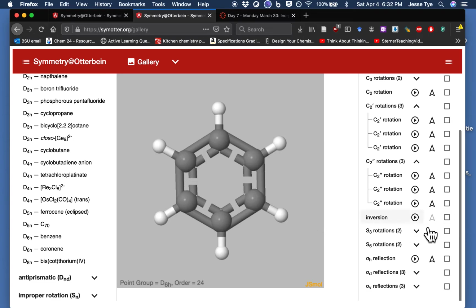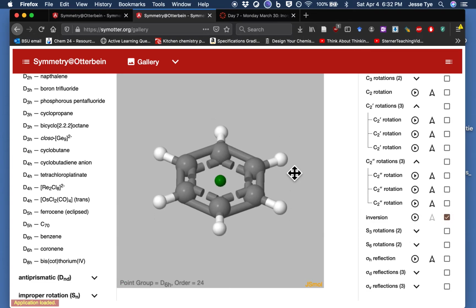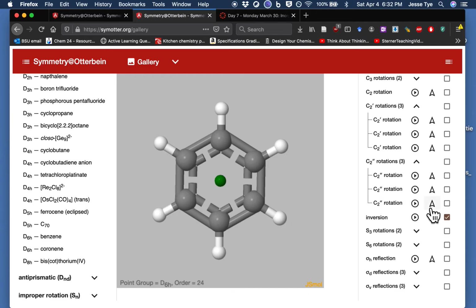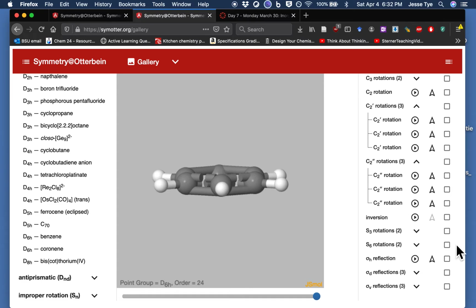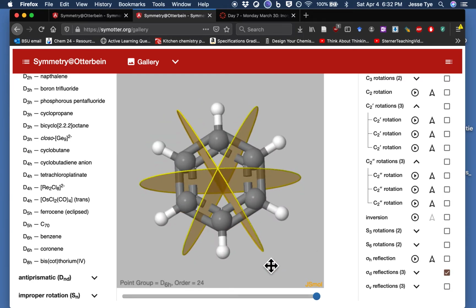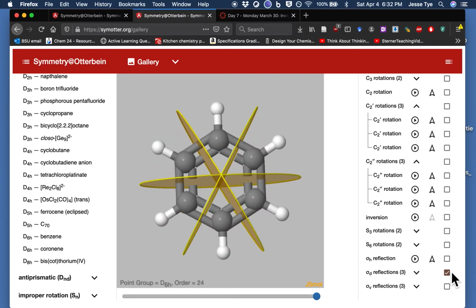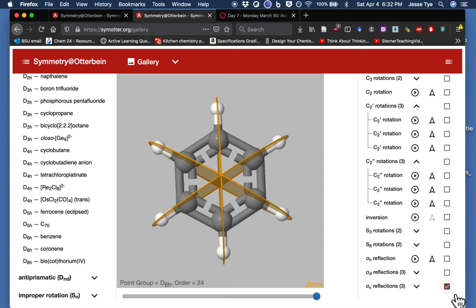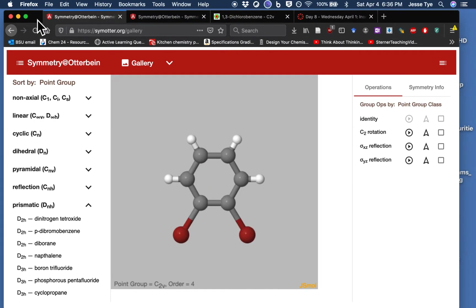There's an inversion center. That's a point in the very center of the molecule. Remember, inversion takes everything and brings it into the middle and explodes it back out again. It's planar, so there is a mirror plane that contains the molecule, and then there's all these different mirror planes that, again, some of them split the bonds, and some of them go in and split the atoms.